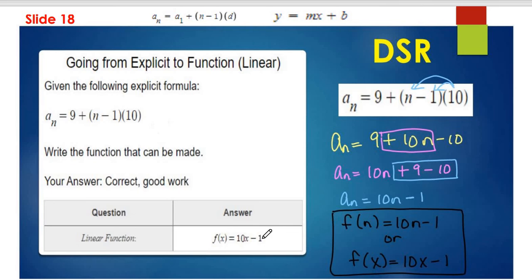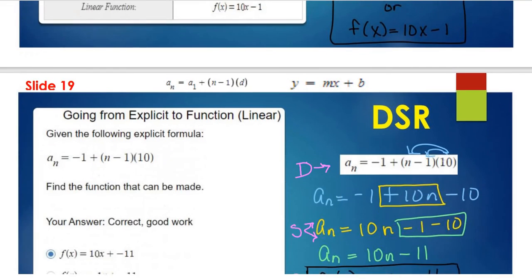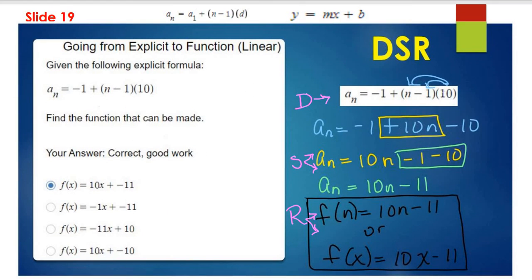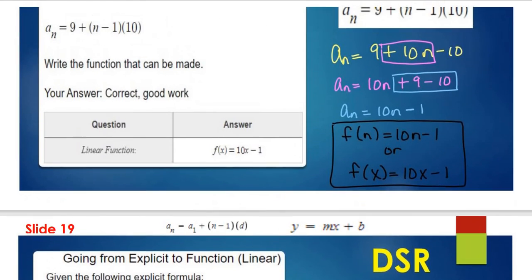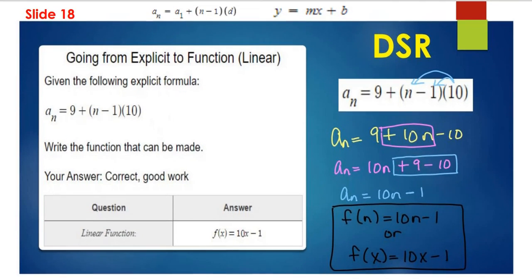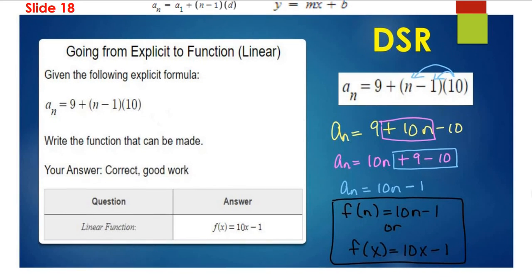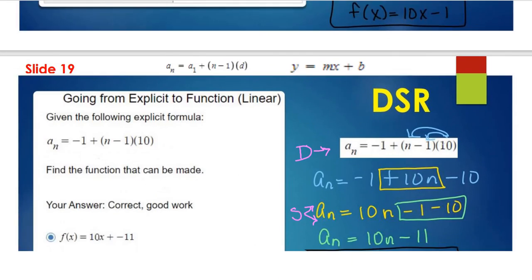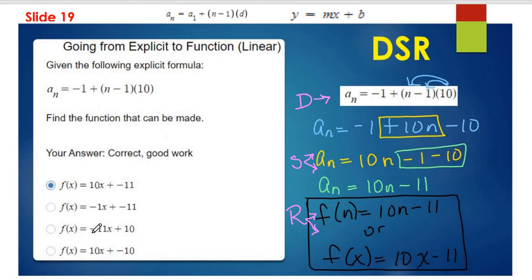Now you're going to write your linear function, which I have, and this is what you're doing on slide number 18. Slide number 19, you're going from explicit to linear function. So you're going to do the same thing right here. This time, this is just like slide number 18. Slide number 18 and 19 are exactly the same. The difference is you have to come up with all of this exactly by yourself, the same thing as you do on number 19. However, this time it's multiple choice instead of fill in the blank.